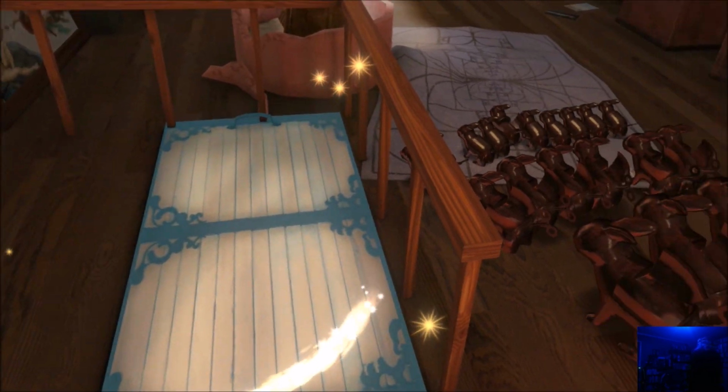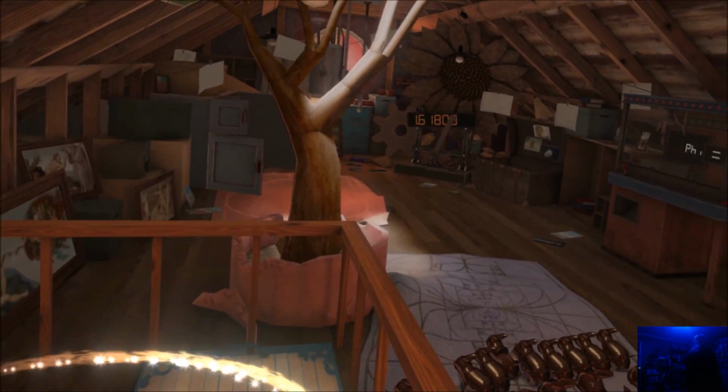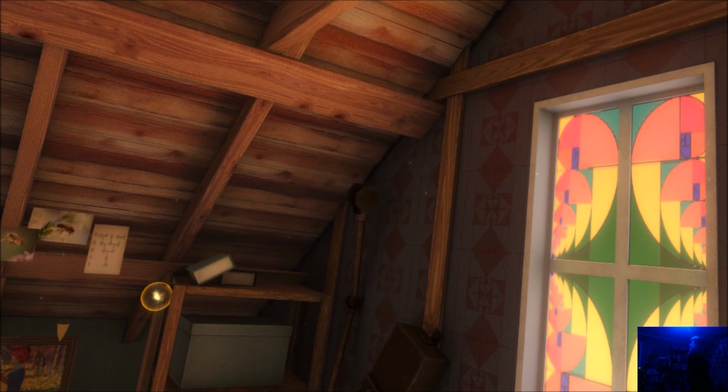I designed the layout of this entire attic to be an approximation of the golden spiral.